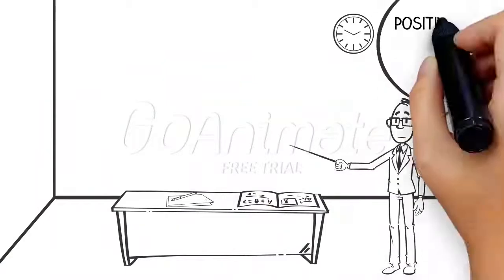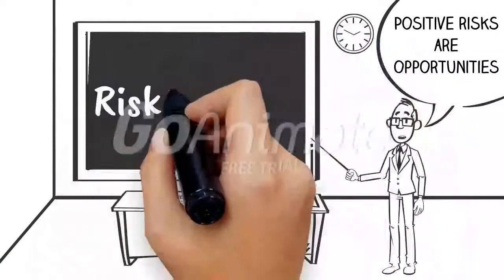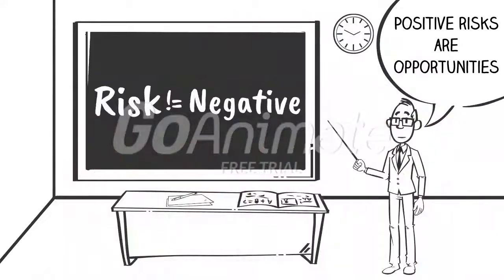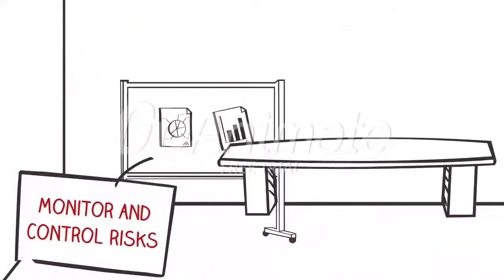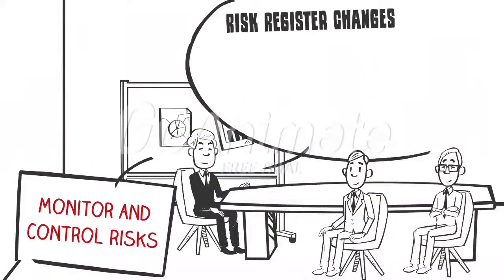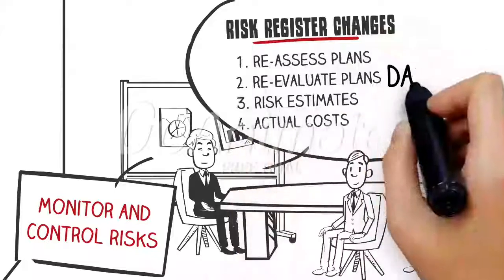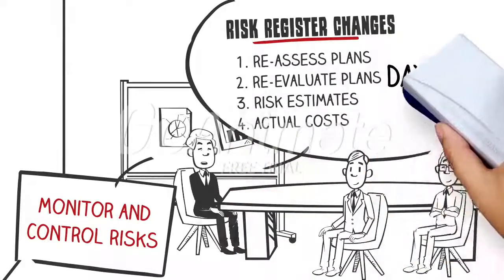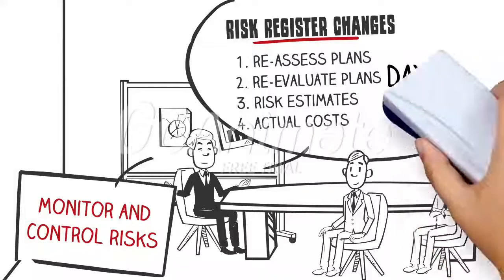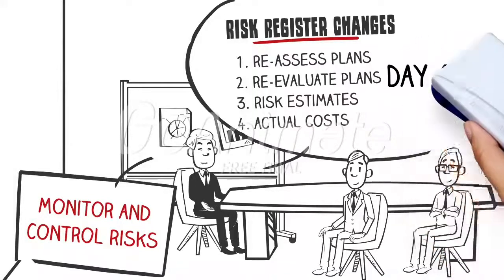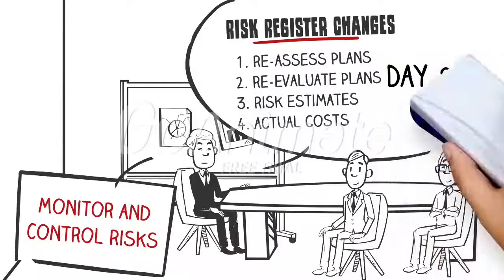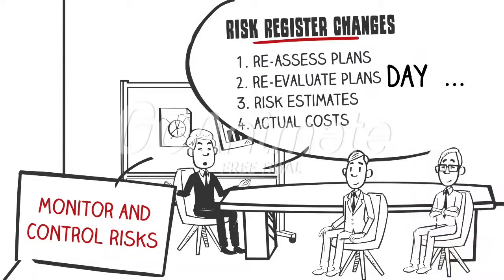While managing risks, we need to remember not all risks are negative. Positive risks are opportunities. Accordingly, a project manager should devise strategies for managing negative risks or threats and positive risks or opportunities. In the monitor and control risks process, plans are reassessed and reevaluated. The risk register is updated with information on new risks as an output of this process. This information should be regularly updated in the risk register, whether it is changes to the risk estimates or actual numbers such as costs related to weather damage.